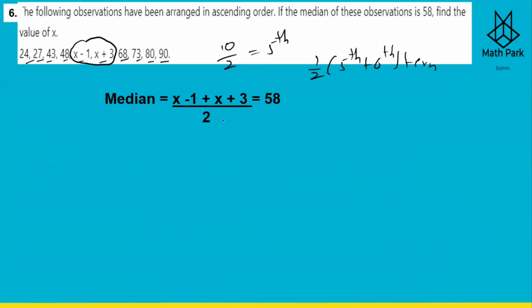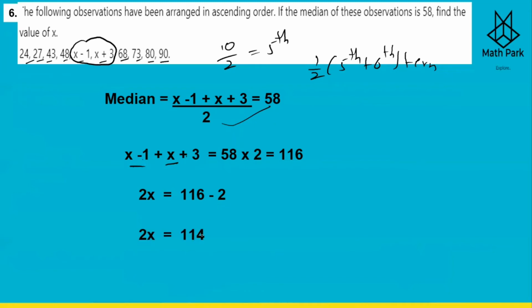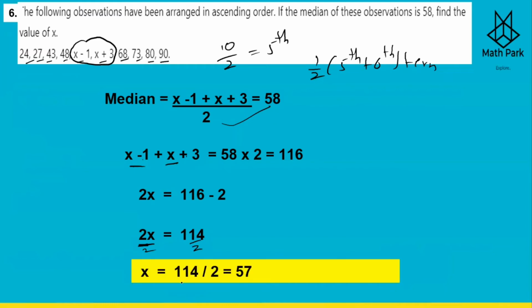When we move this 2 over here, it becomes 58 into 2, which is 116. x plus x is 2x. Minus 1 plus 3 is positive 2, which goes here and becomes minus 2. 116 minus 2, you get 114. Now to isolate x, you divide by 2. So dividing both sides by 2, 114 by 2, you get the value of x as 57.